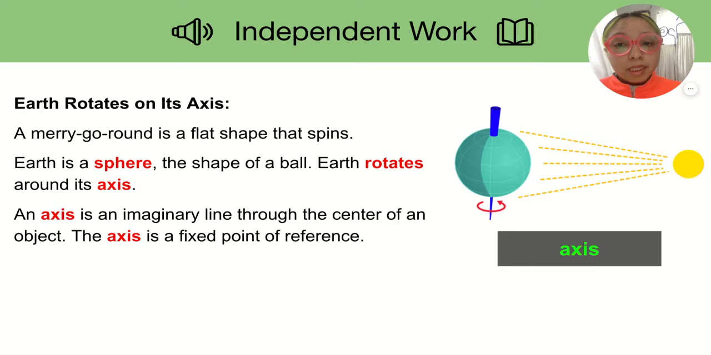Earth rotates on its axis. A merry-go-round is a flat shape that spins, like you saw in the GIF earlier. Earth is a sphere, the shape of a ball. Earth rotates around its axis, and we know that's the invisible line that goes through it. An axis is an imaginary line through the center of an object. The axis is a fixed point of reference.